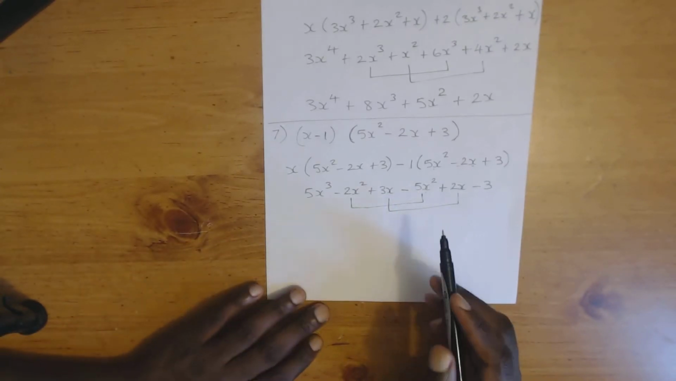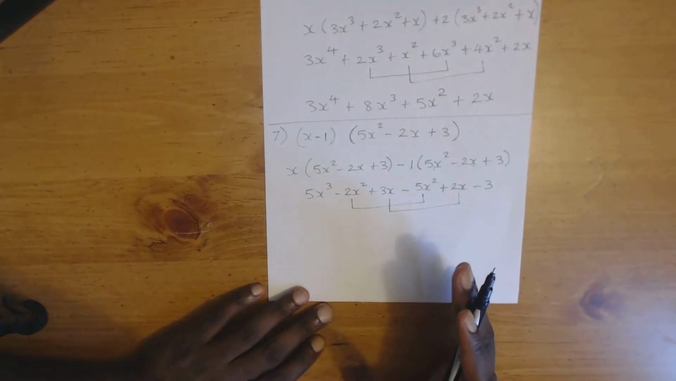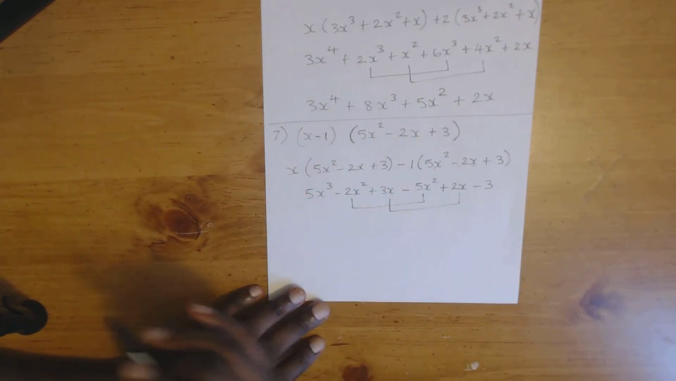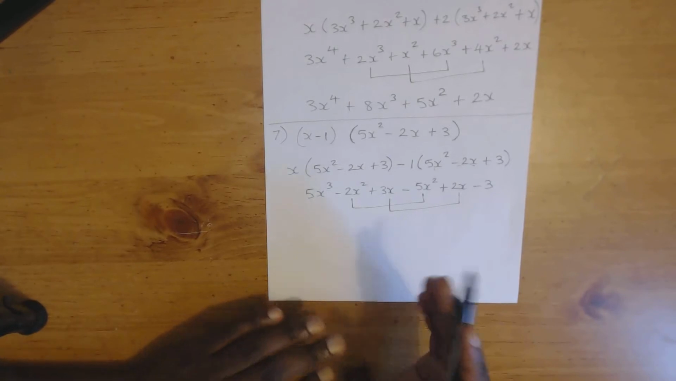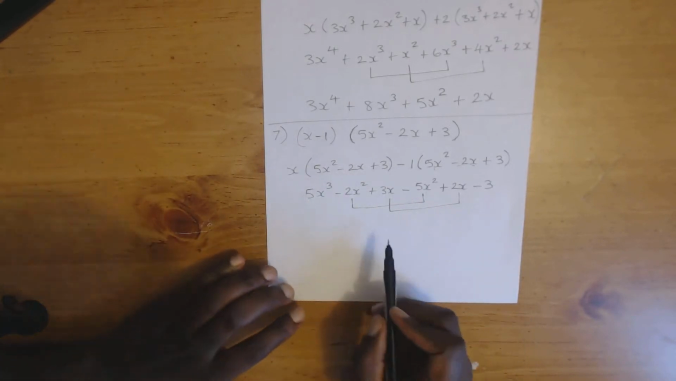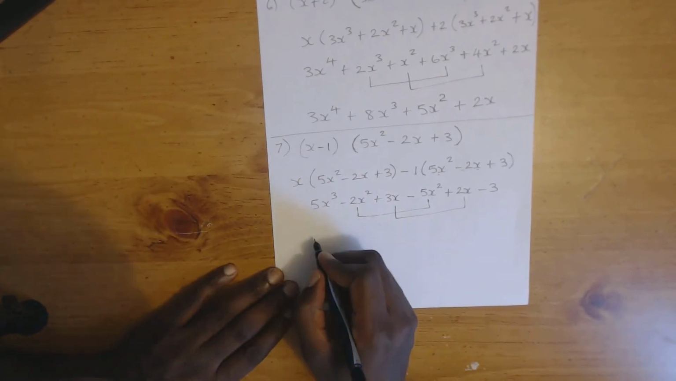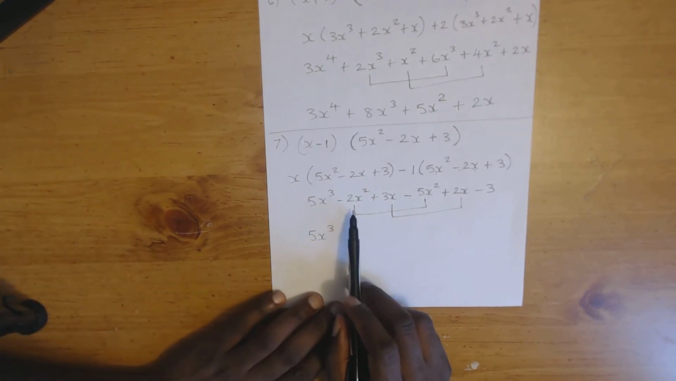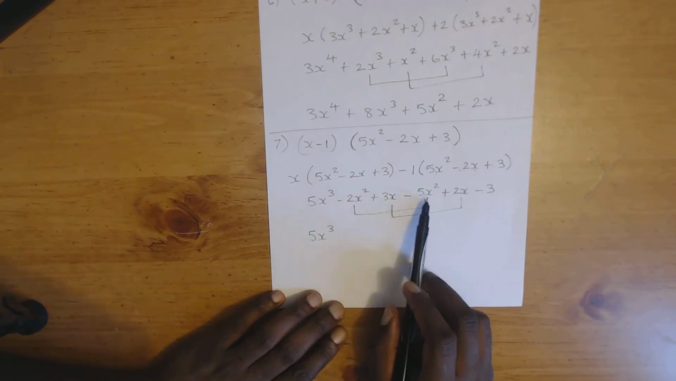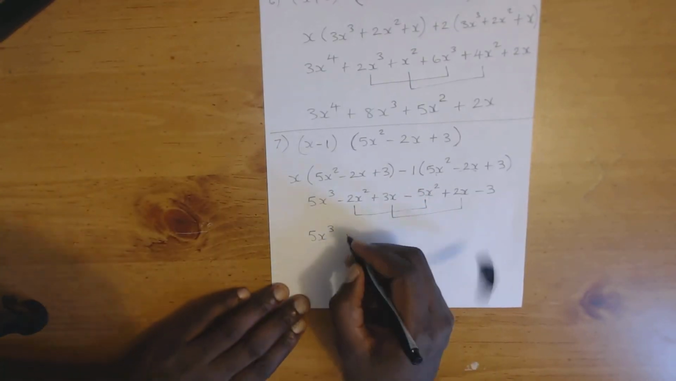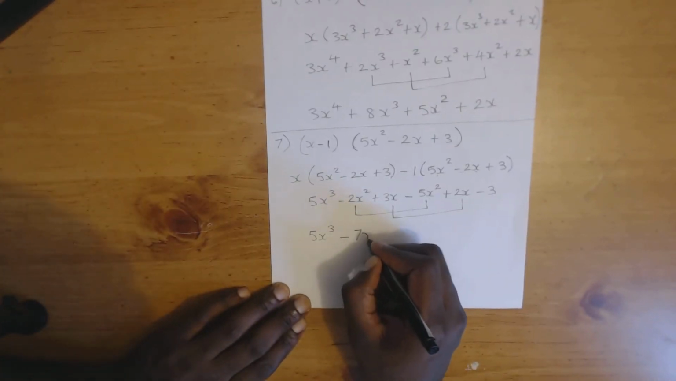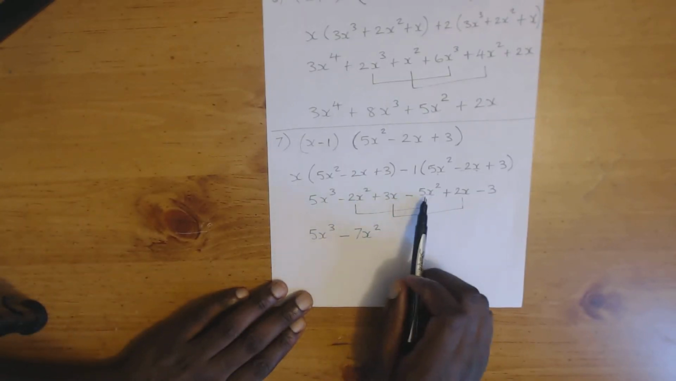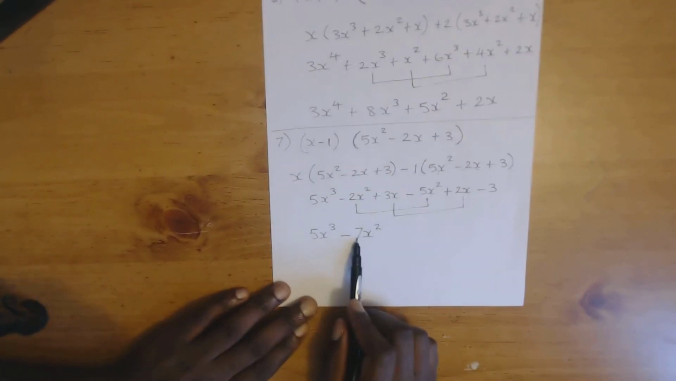Okay, and remember how I showed you with the number line? When you're adding two negatives, you're going more negative. Okay, you start at a negative number and then you're going further to the left. Okay, so here we go, 5x to the third, that stays, and minus 2x squared minus 5x squared is going to give us minus 7x squared, because 2 and 5 is 7, minus 2 minus 5 is minus 7.